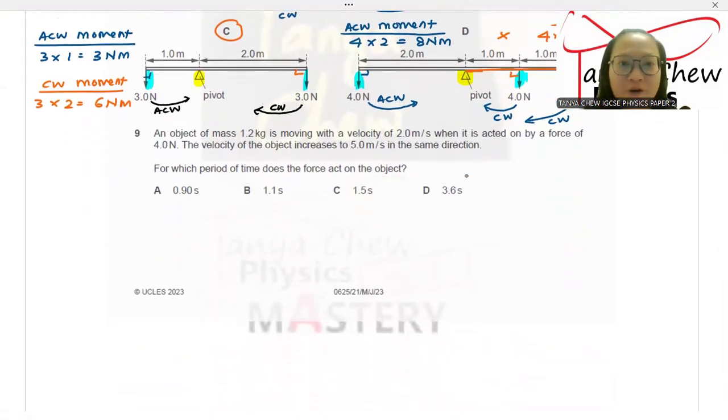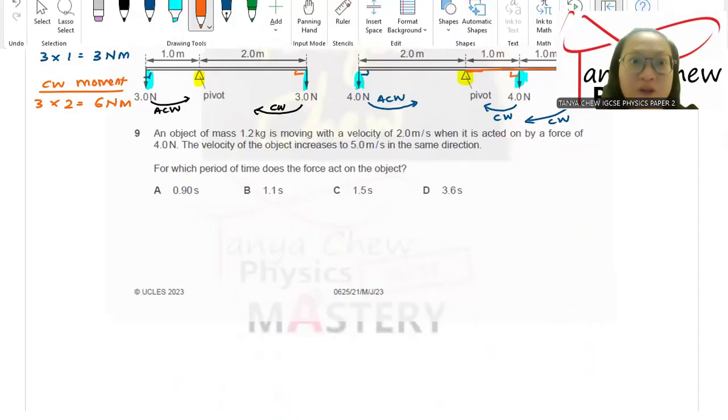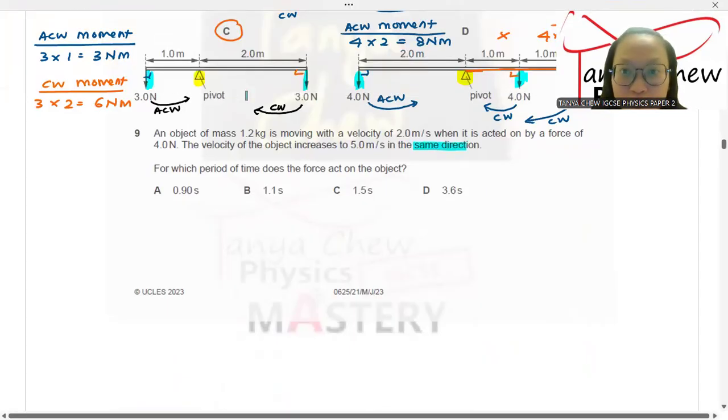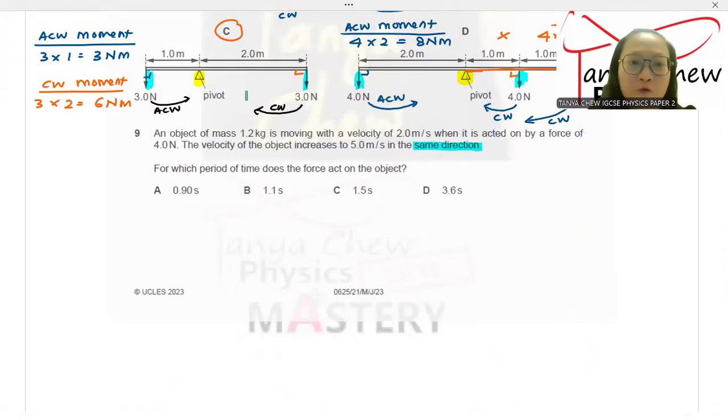Number 9. An object of mass 1.2 kilogram is moving with a velocity of 2 meters per second when it is acted on by a force of 4 Newton. The velocity of the object increases to 5 meters per second in the same direction. Wow, this is the hint given: same direction. Remember, velocity is a vector quantity, so you have to be extra careful. For which period of time does the force act on the object?